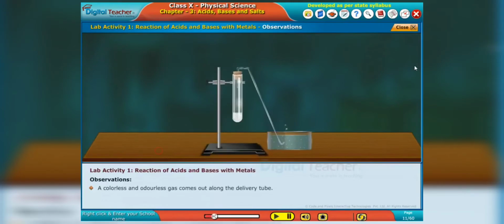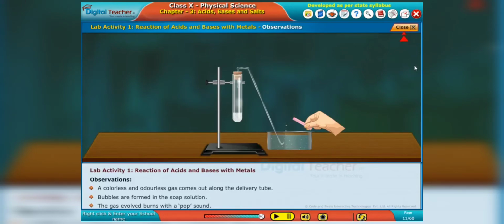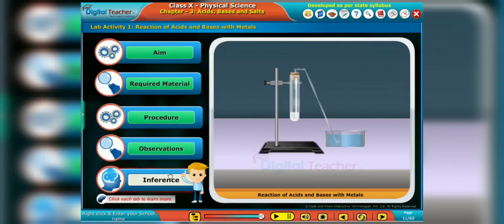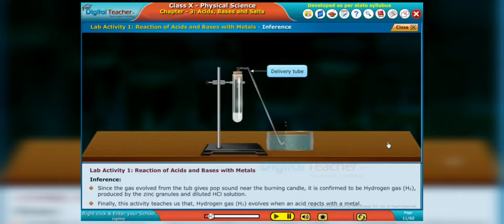We observed that a colorless and odorless gas comes out along the delivery tube. Bubbles are formed in the soap solution. The gas evolved burns with a pop sound. Inference: since the gas evolved from the tub gives a pop sound near the burning candle, it is confirmed to be hydrogen gas, H2, produced by the zinc granules and dilute HCl solution. Finally, this activity teaches us that hydrogen gas, H2, evolves when an acid reacts with a metal.